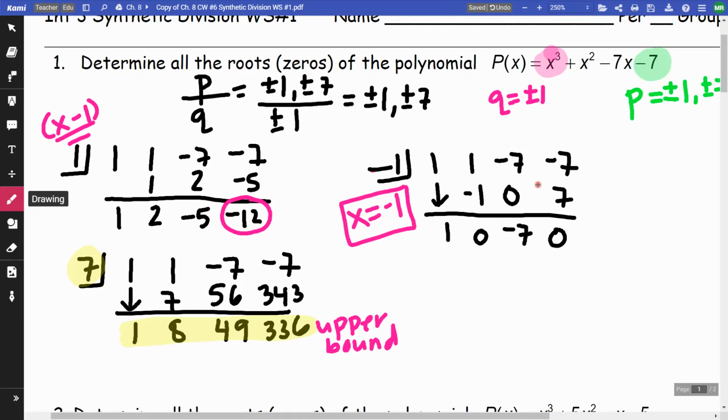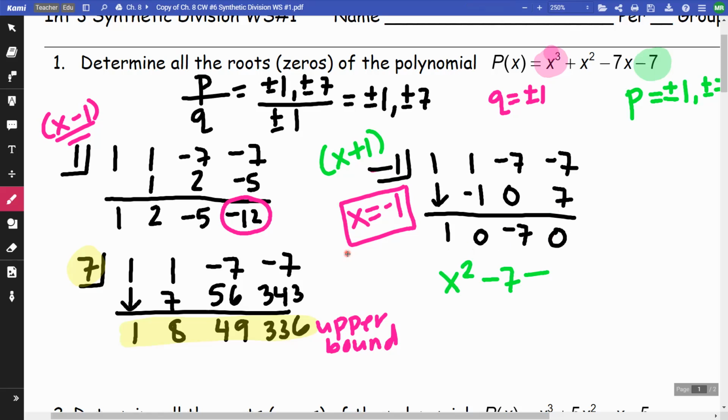Side note, what would have given me a -1? A factor of x plus 1. So I was really dividing by x plus 1. And when I divide by x plus 1 it gave me a remainder of 0. It actually gave me x squared, because again, it was degree 3, so whatever I get left with is going to be 1 degree less. It's an x squared plus 0x, which I don't need to write, minus 7. That's what I would have gotten if I had divided by x plus 1 using long division or synthetic division, by using a -1 here, because -1 makes this 0.